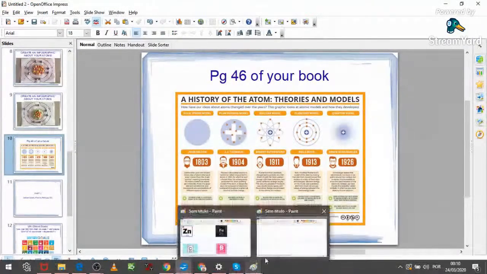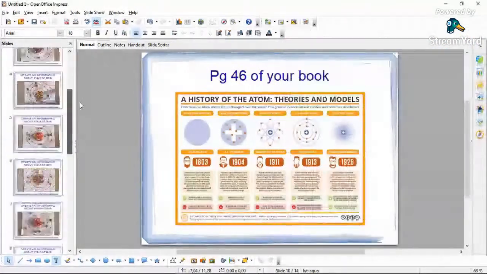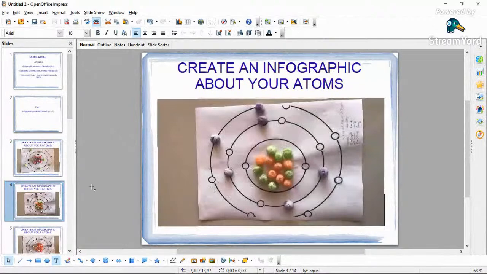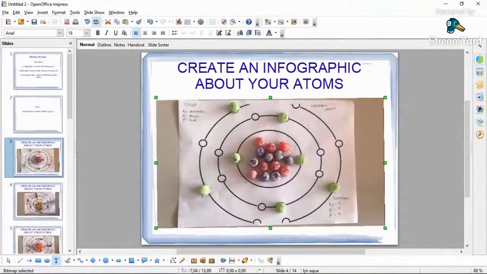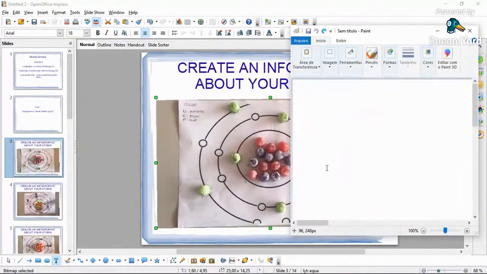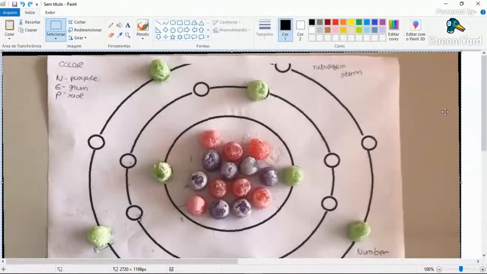Sorry, I want to minimize this. You're going to take that picture when you get it in your email. Okay, so figure out which one is yours. And you're going to copy. And then you're going to paste. Now, maybe it's going to be very big.